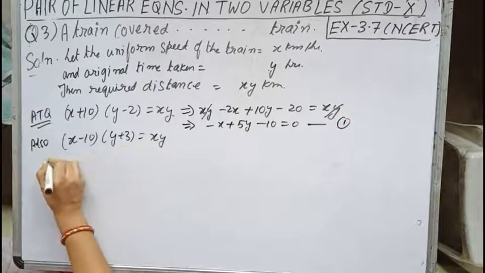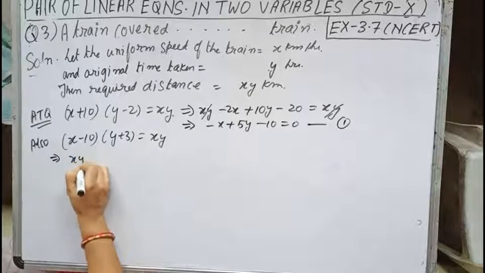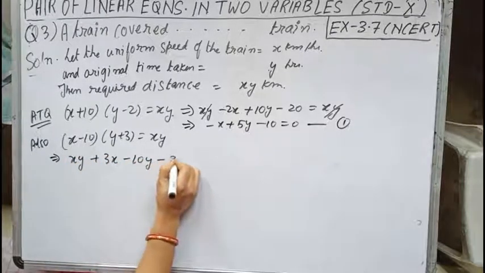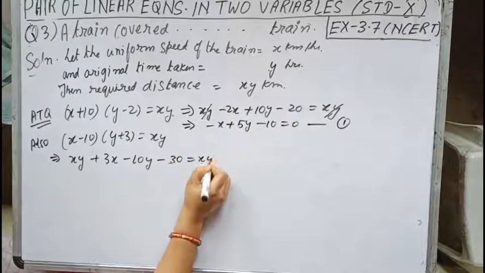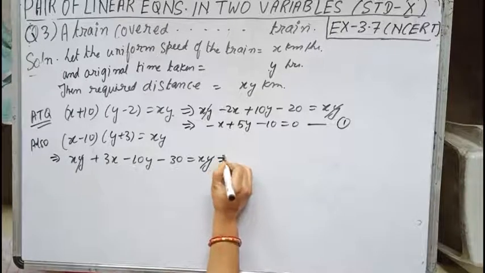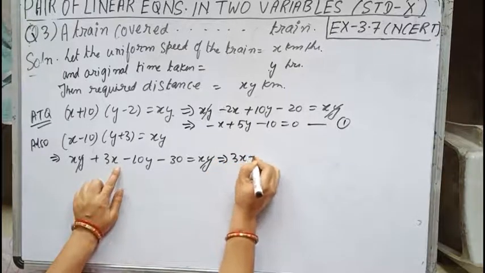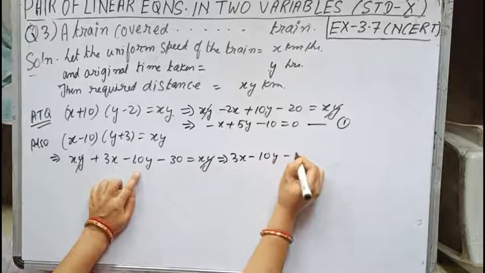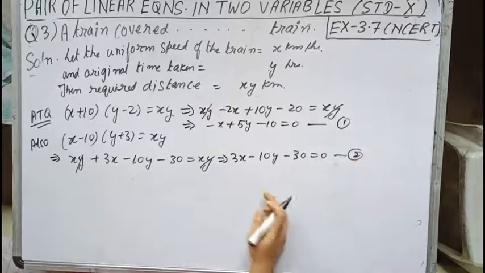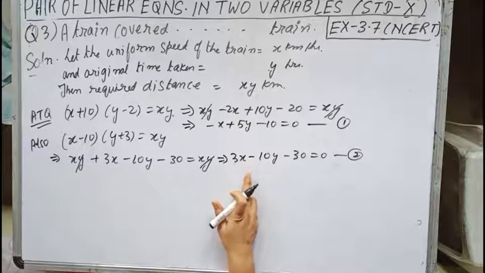Now this also we will simplify. This implies xy plus 3x minus 10y minus 30 equals xy. This xy cancelled, and we will be getting 3x minus 10y minus 30 equals 0. Let us make it equation number 2. Now we have to solve equation 1 and 2.